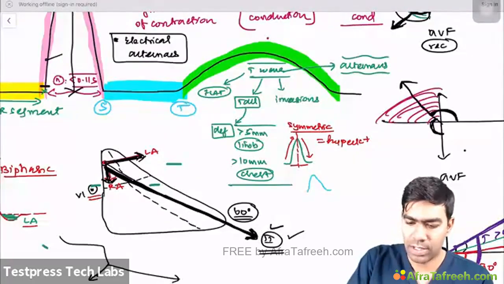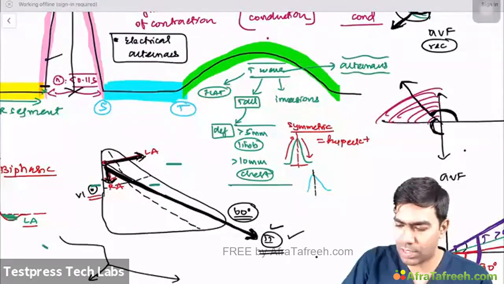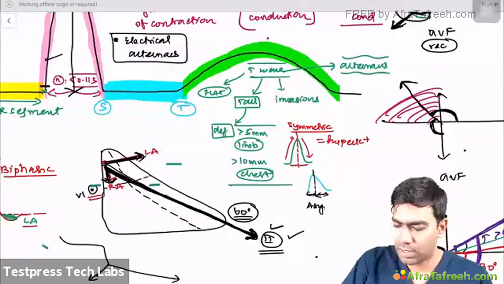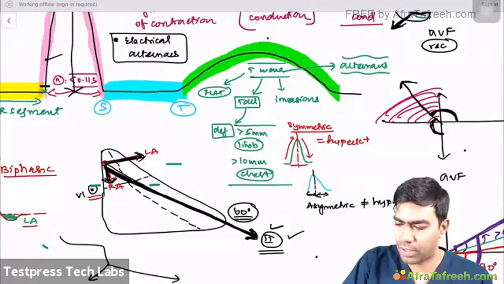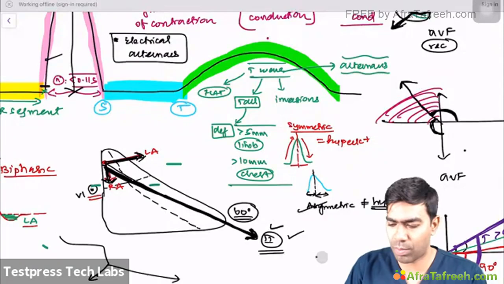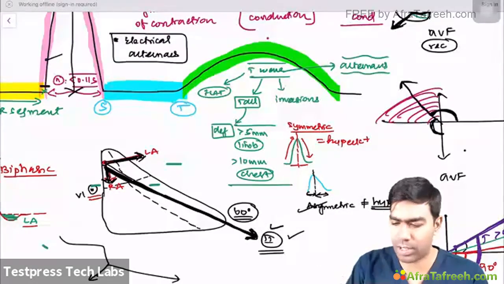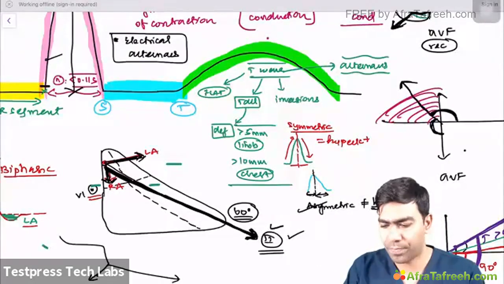Like this. This is basically a normal T wave. Even if it is tall, if it's asymmetric, it is not equal to hyperkalemia. So do not diagnose hyperkalemia if the T waves are asymmetric in nature. That's a very important point. If the T waves are asymmetric, please do not diagnose hyperkalemia in that example.